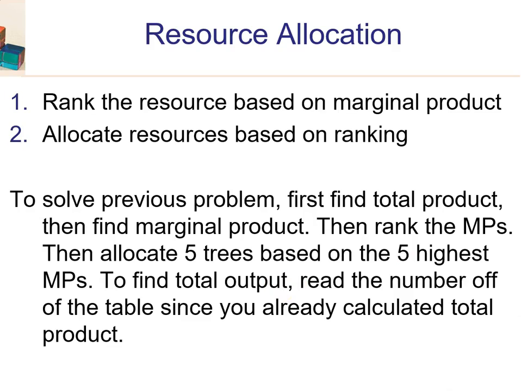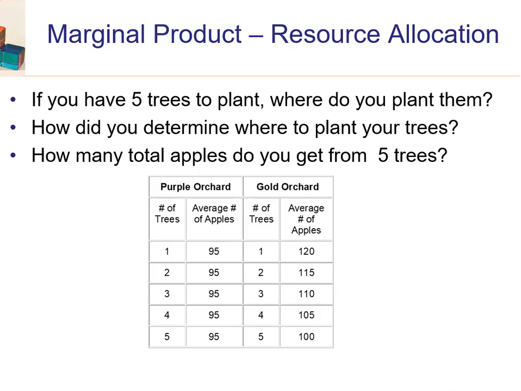To find your total output, you'll simply read the numbers off the table, since you've already calculated the total productivity. So let's go back to the question, now that we know how to solve it. You're given averages. Your first step is to find the totals. So let's find the total.